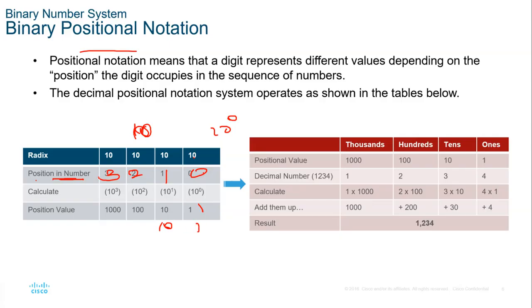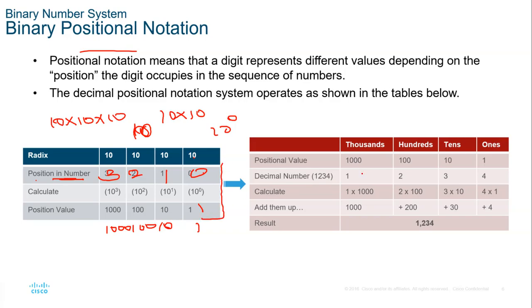Still it's a 10, but when it comes to the position number, it is in position 2, so it will be 10 times 10, which gives us 100. Then we have the same number 10 in position 3, so it's 10 times 10 times 10, which is 1,000. The position is the one that determines the difference. We need to note that.